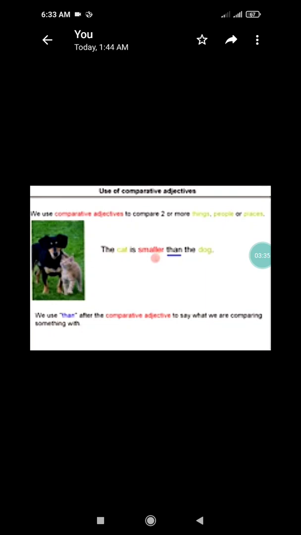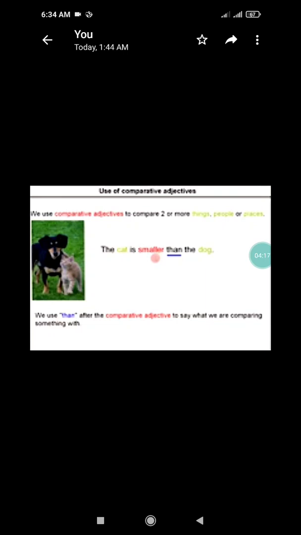Let's look at the use of the comparative adjective. We use comparative adjectives to compare two or more things, people, or places. For example, the cat is smaller than the dog. So, in green, we see the two things, cat and dog, that we are comparing, and we use the word than after the comparative adjective to say what we are comparing something with.